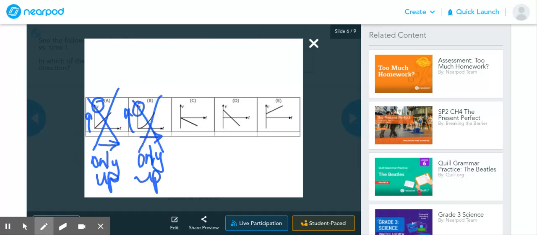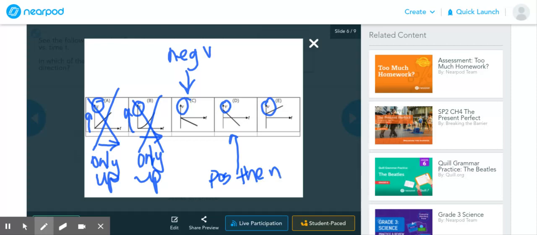Also not right. Okay, now we've got velocity. We've got 3 velocities. All right, so let's look. This number C. So now we only want to look at what sign the velocity is. We've got negative velocity here. In D, we start with positive, then negative, and then E, it's all positive velocity.